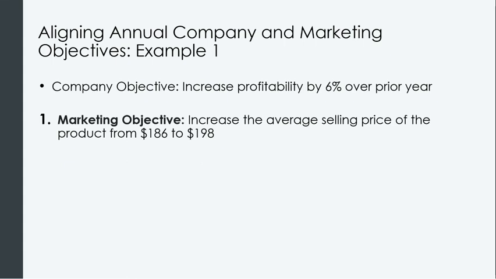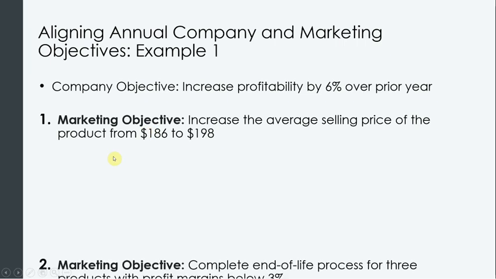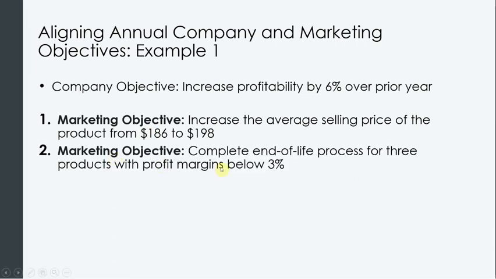So the first one is the marketing objective: increase the average selling price of the products from, for example, $186 to $198. The second marketing objective is to complete the end-of-life process for the 3 products with profit margins below 3% on all these products.